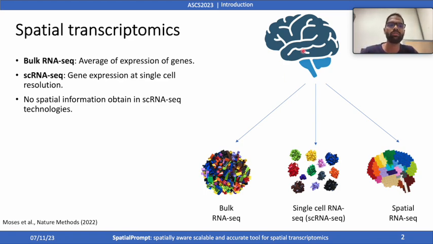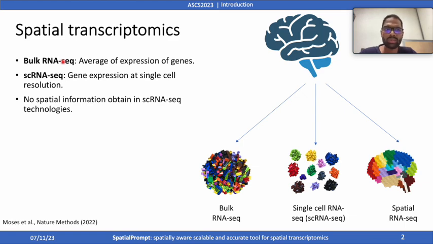If we have a sample of any tissue or blood and we do the bulk RNA-seq technique, we will get the average expression of the genes that are present in our sample. Here we get no single cell resolution, so we can't actually know the cellular heterogeneity that is present in our sample.